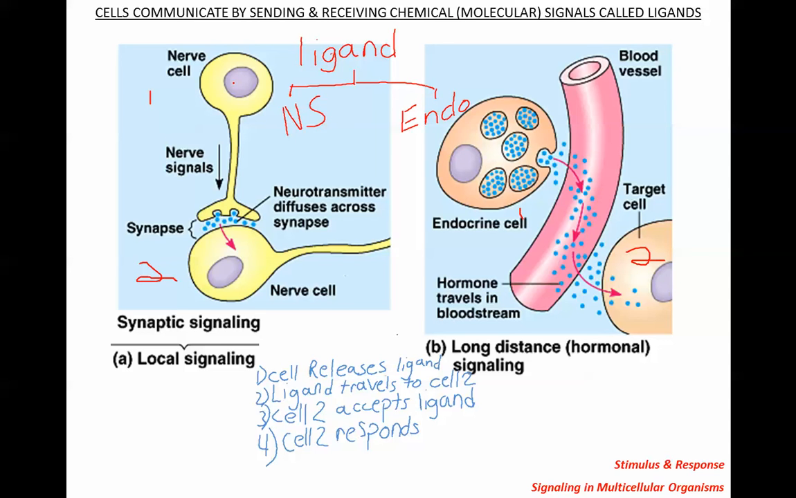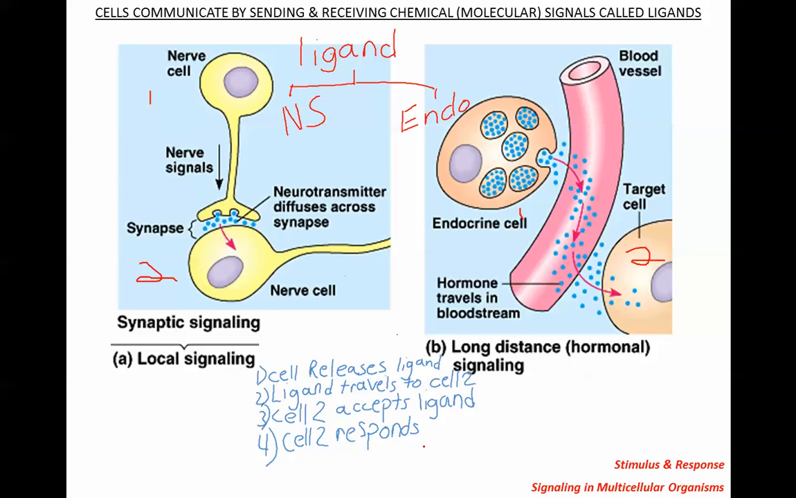So what happens? Cell 1 sends a neurotransmitter across this little space. We'll learn that's called a synaptic cleft, and it's going to interact with this cell, and that cell is going to do something. So look at my little notes here. Cell 1 releases the ligand. The ligand travels to cell 2. Cell 2 accepts that ligand, and then cell 2 responds by passing its message on.